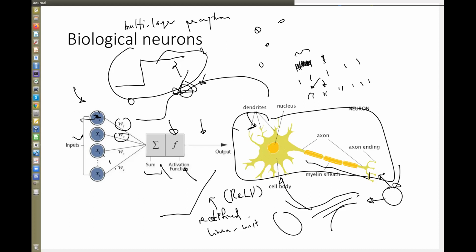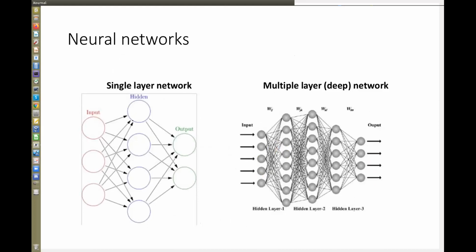So nowadays people have different activation functions here, but ReLU is very common. If you build a neural network yourself, you may start with ReLU. Depending on applications, maybe people also use tanh here sometimes, and there are other activation functions as well. So this is about artificial neurons. Then you put them into a network together, and you have a neural network, as simple as that.